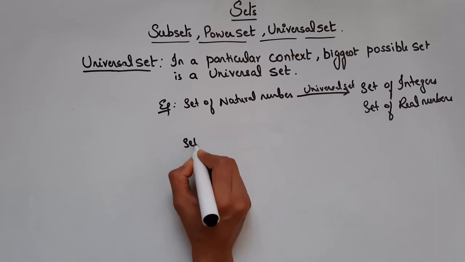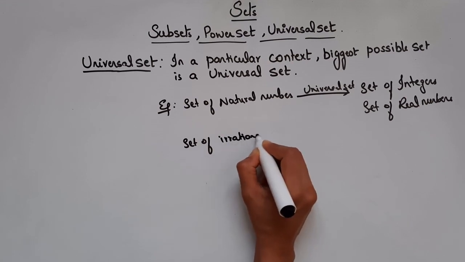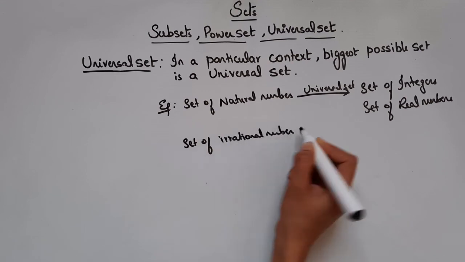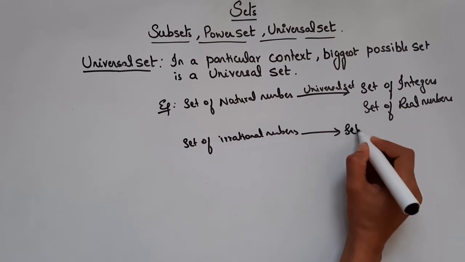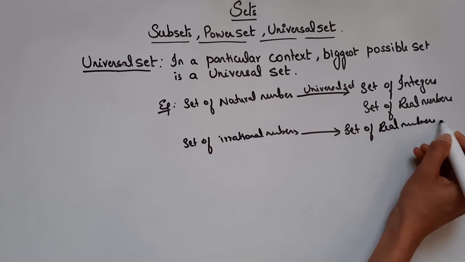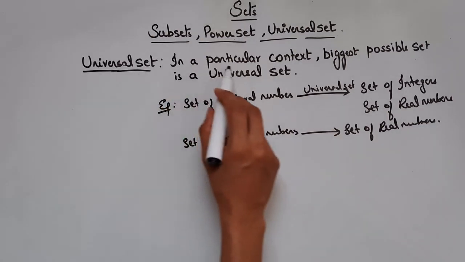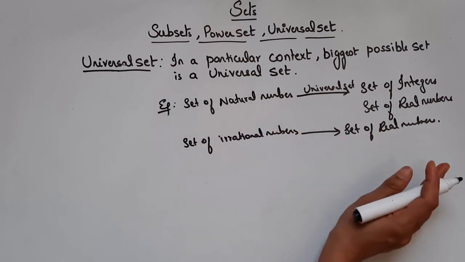Similarly, if you say for the set of irrational numbers, what can be a universal set? The universal set can be real numbers, the set of real numbers, right? So a universal set is nothing but, in a particular context, the biggest possible set. I hope this is clear.